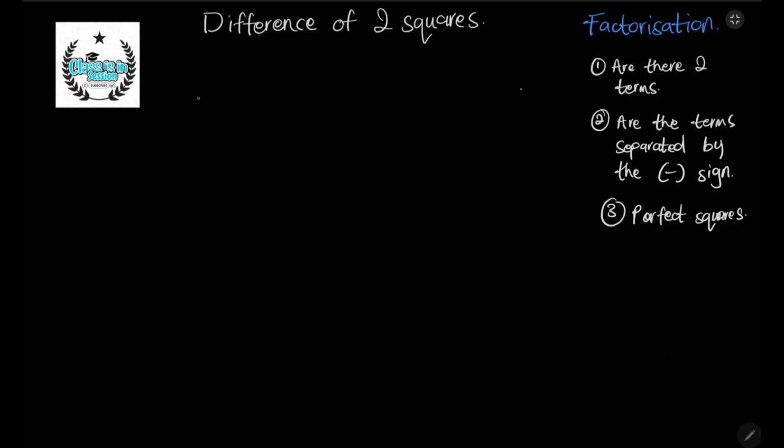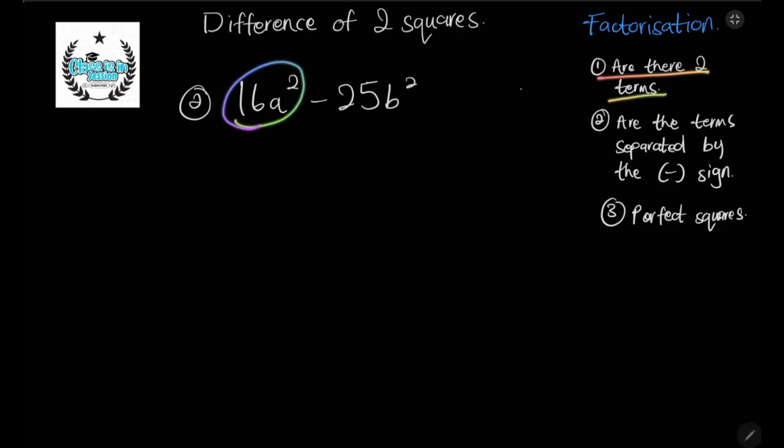Let's try 16a squared minus 25b squared. What are our conditions again? Are there two terms? Term 1, term 2 separated by the minus sign. Yes, we do have two terms. Again, are the terms separated by the minus sign? I've already answered that. Yes, because there's a minus sign there. Lastly, are they perfect squares? There's only one way to find out.